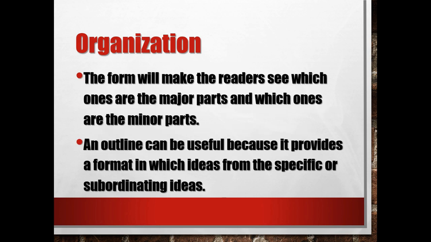The form will make the readers see which ones are the major parts and which ones are the minor parts. An outline can be useful because it provides a format in which you can see which ideas are the specific or subordinating ideas. So, when you outline something, of course you have to outline with a major idea first, and then what's the minor idea in there. Next major idea, and then what are the minor or supporting ideas. And then the last major idea, and then your subordinating ideas.